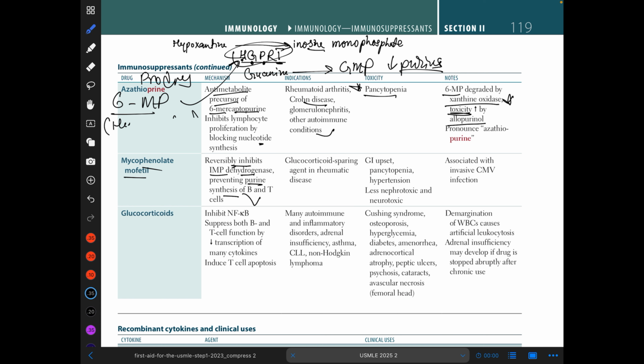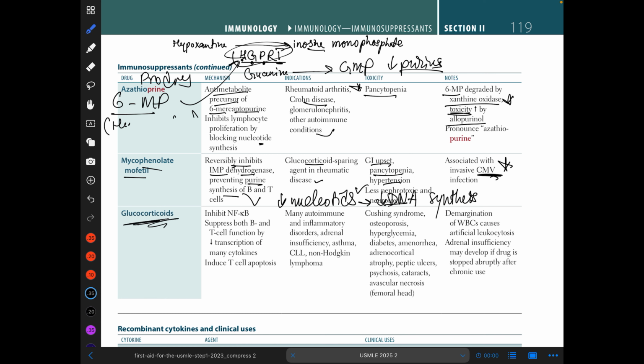They decrease nucleotides. Due to it, they will be decreasing DNA synthesis. In DNA base, due to it, there will be bone marrow suppression and GI nausea, vomiting, and cramps. The indication is a glucocorticoid-sparing agent in rheumatic disease, and toxicity can be caused by GI upset, pancytopenia, hypertension, and late nephrotoxicity and neurotoxicity, and it is associated with invasive cytomegalovirus infection.